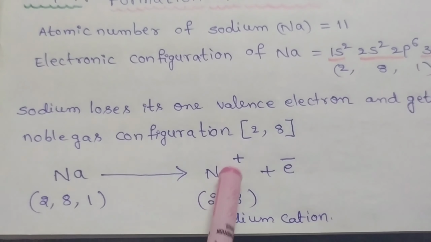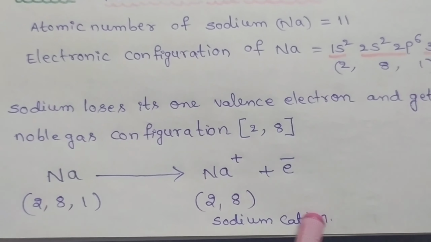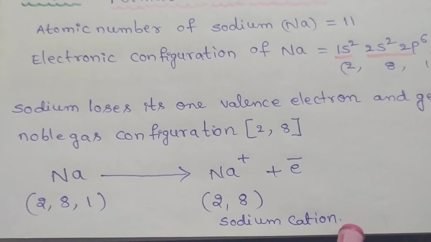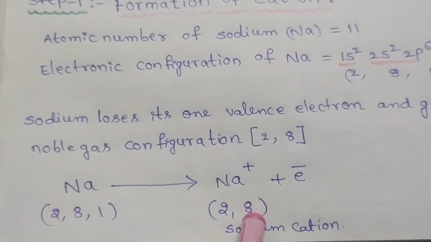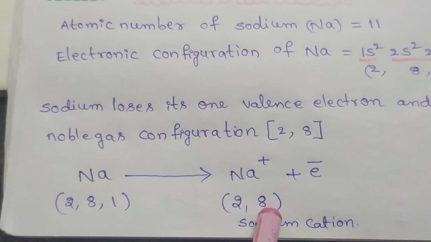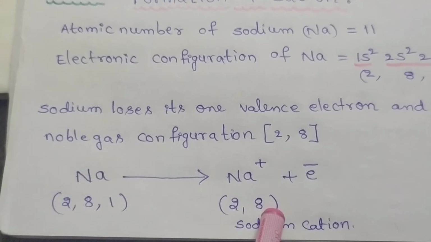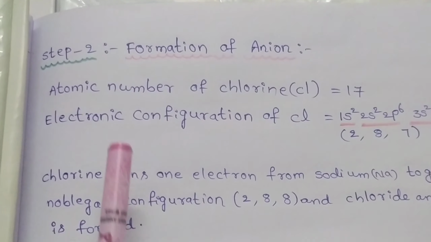Now Na+, that means the positively charged atoms are called cations. This is called a sodium cation. This sodium cation has 8 electrons in its valency shell. That means it follows the octet rule. In this configuration, the Na+ ion is very stable.